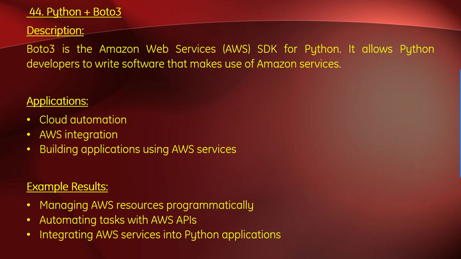Moving on, we have Python plus Boto3. Boto3 is the Amazon Web Services, which is AWS, which is a very popular topic right now, SDK for Python. It allows Python developers to write software that makes use of Amazon services. So applications here include cloud automation, AWS integration, and building applications using AWS services. Examples include managing AWS resources programmatically, automating tasks with AWS APIs, and integrating AWS services into Python applications.